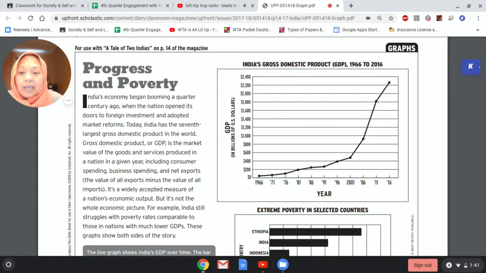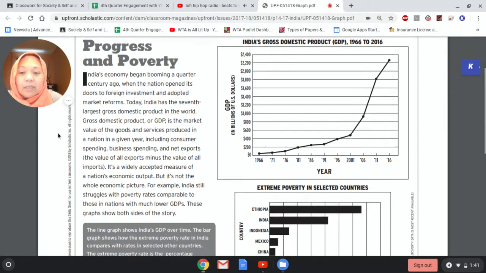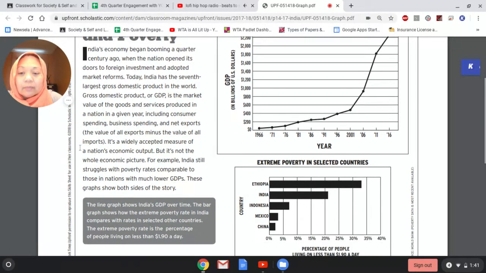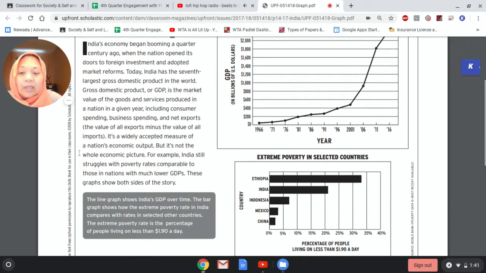reforms. Today, India has the seventh largest gross domestic product in the world. Gross domestic product, or GDP, is the market value of the goods and services produced in a nation in a given year, including consumer spending, business spending, and net exports. The value of all exports minus the value of all imports. It's a widely accepted measure of a nation's economic output, but it is not the whole economic picture. For example, India still struggles with poverty rates comparable to those in nations with much lower GDPs. These graphs show both sides of the story.